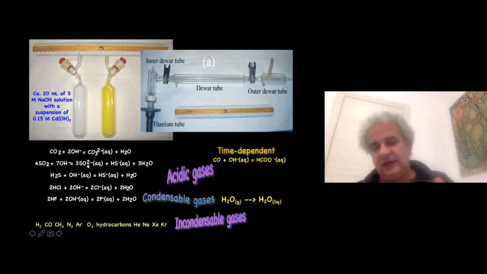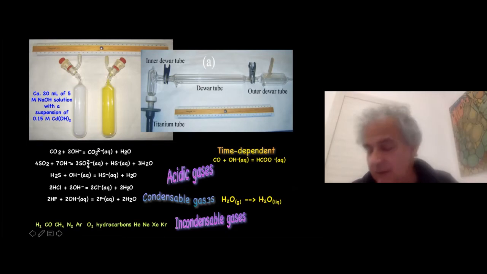Then we have carbon monoxide that is quite tricky because carbon monoxide tends to react with alkaline solution, a time-dependent reaction to form formate. Finally, we have the steam that tends to condense. So we have the gaseous phase going to the liquid phase.